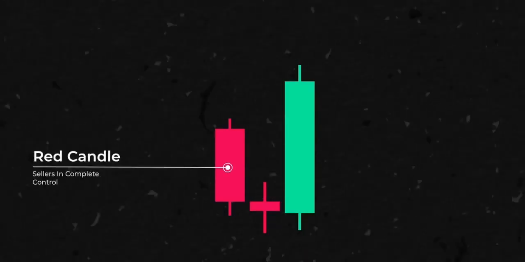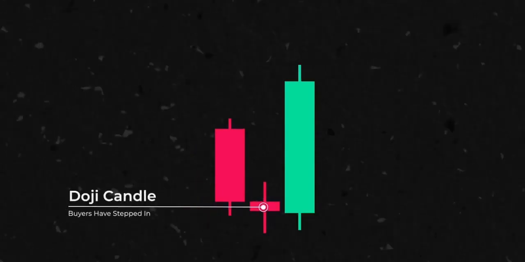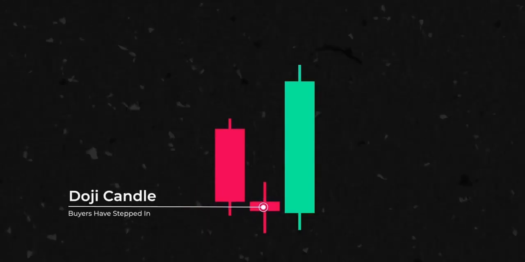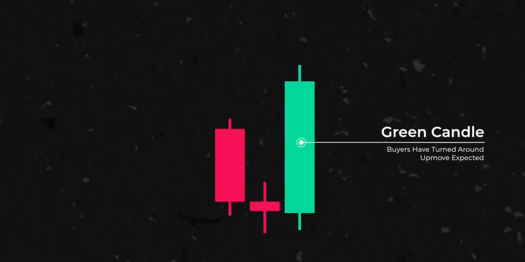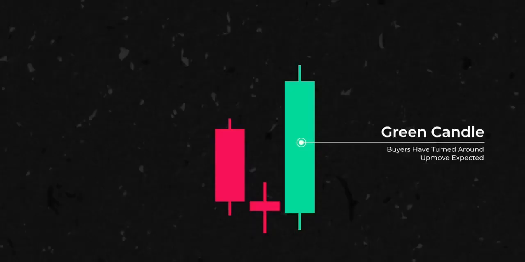The psychology behind the pattern is pretty simple. First, we have a red candle. This shows us that the sellers were in complete control of the markets. They pushed the prices downwards. Then, we see a small doji candle. It shows us that buyers have stepped in and are pushing the prices upwards. Soon, the sellers lose their strength and the buyers take the prices higher, creating this green candle. It shows that the buyers have turned around the situation and are now likely to see an up move.